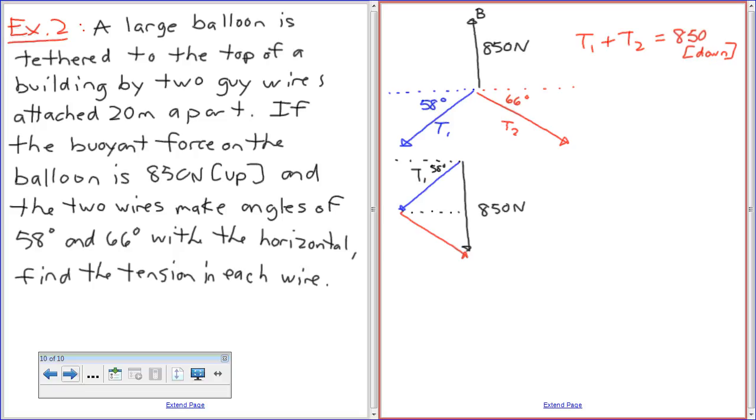And this is, what is this, 66? And this is T2. Okay, now the nice thing about physics and vectors is this is just a grade 10 math question now. What am I actually looking to find? What are we looking for? I'm looking for the force on each wire. Yeah, so we're looking for the value of T1 and the value of T2.